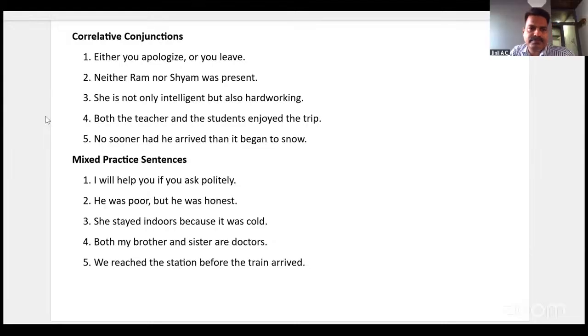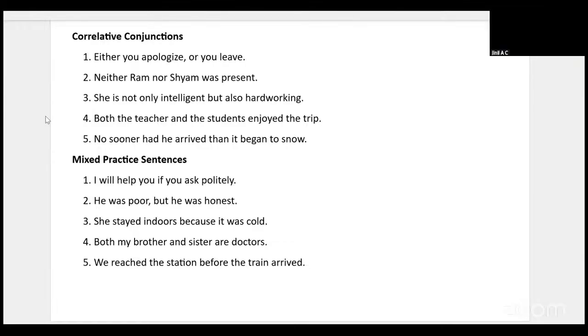Okay. Next. The third one, not only but also. Okay. Next, the fourth one is both and. Okay. Fifth one is no sooner than. No sooner than.